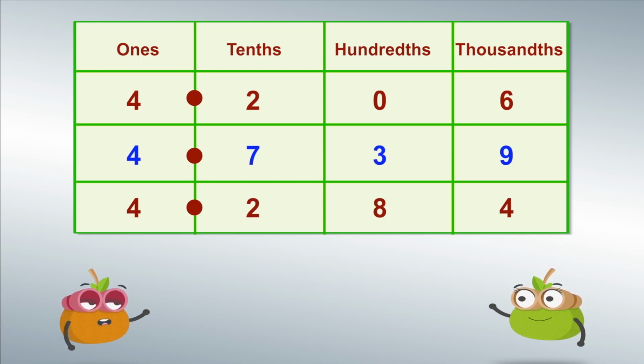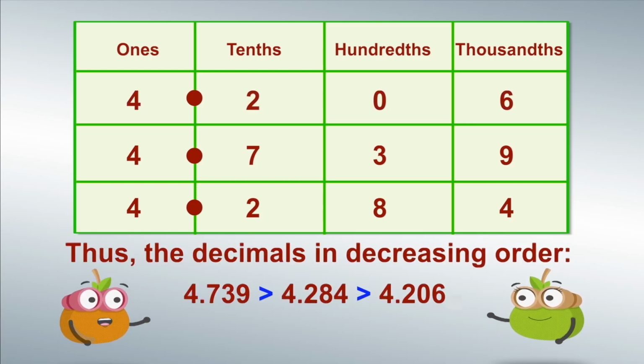4.284 is smaller than 4.739 and 4.206 is the smallest number. Thus, the decimals in decreasing order: 4.739 is greater than 4.284, which is greater than 4.206. Thank you, Whoopi. Now I can compare and order decimals easily.